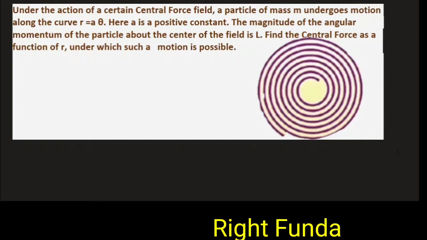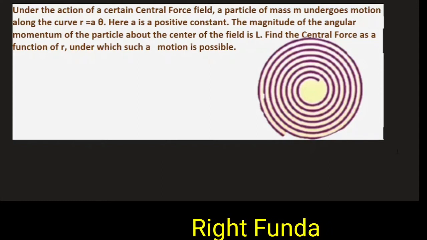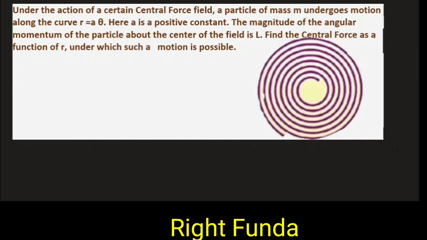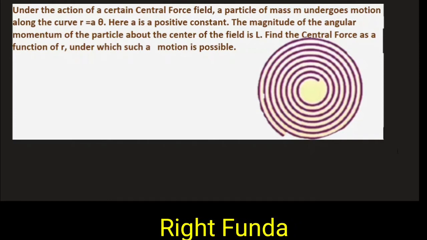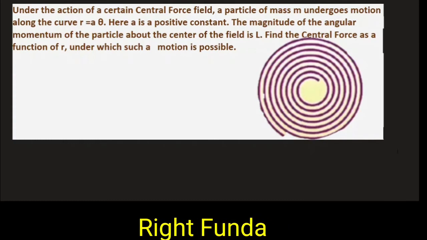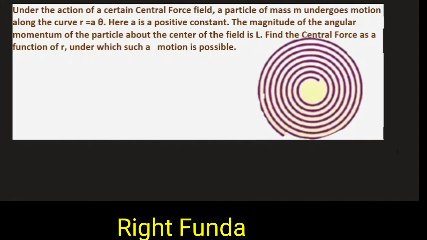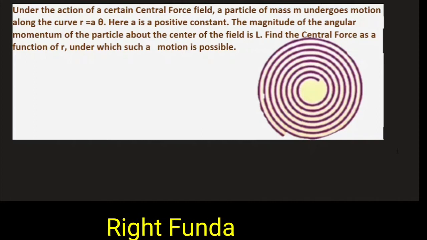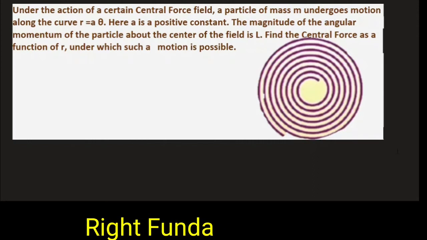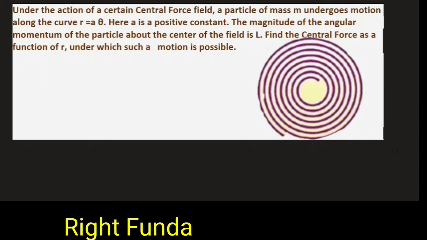Under the action of a certain central force field, a particle of mass m undergoes motion along the curve r equals a theta, where a is a positive constant. The magnitude of the angular momentum of the particle about the center of the field is capital L. The question is asking: find the central force as a function of r under which such a motion is possible.